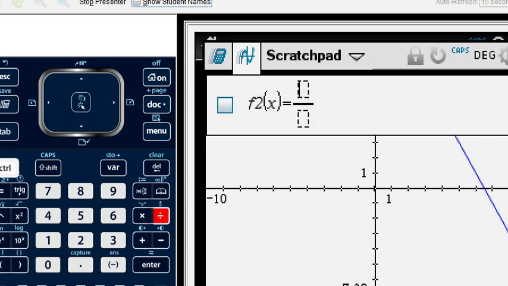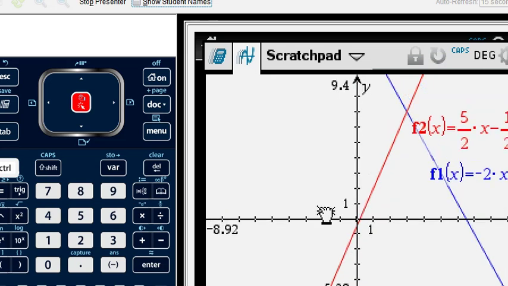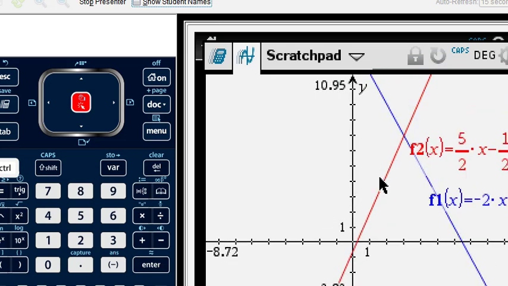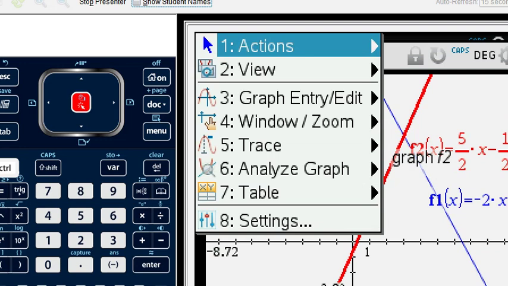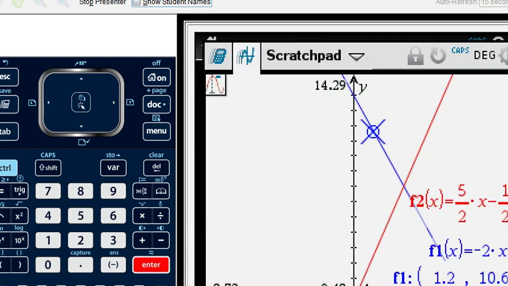And we can hit control divide and put 5/2 x minus control divide 1/2. And it graphs it. Now, if you click on it, a little hand shows up, and you can literally pull it over so we can see. And then we can hit menu, trace. I'm kind of just showing you guys how to do this one first, and the next one we'll go over slower so you can actually follow a little bit better.